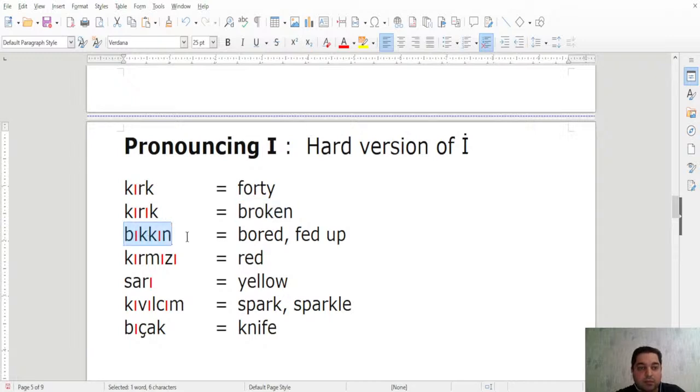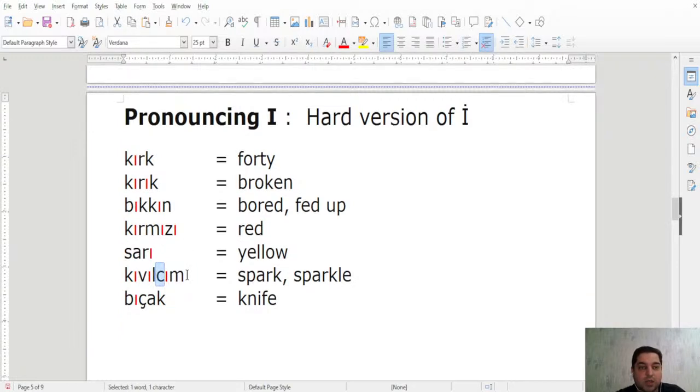Then we have this example, bıkkın. Not bikkin, it is bıkkın. Bıkkın, bored or fed up. Then we have kırmızı, not kirmizi. Okay, not kirmizi, but kırmızı. Okay, kırmızı. Then we have this one, sarı. Sarı means yellow, not sari, but sarı. Then we have kıvılcım. We also have letter C here, right, as Turkish one. So not kivilcim, but kıvılcım.